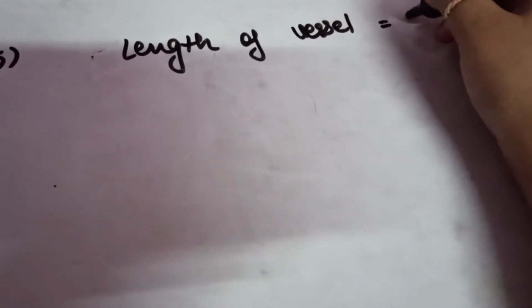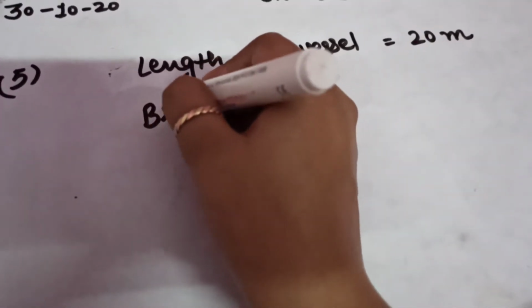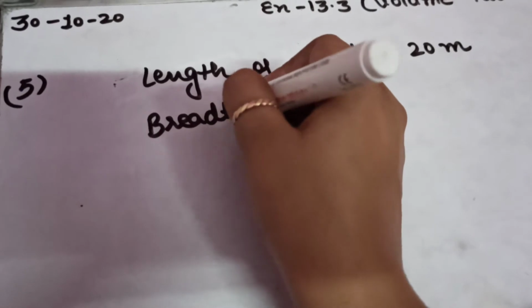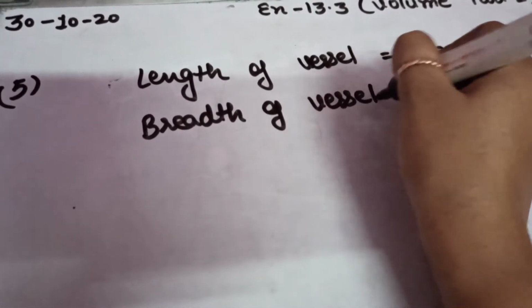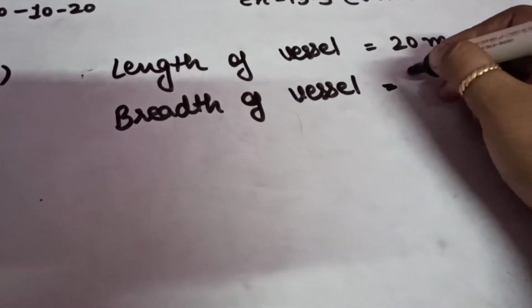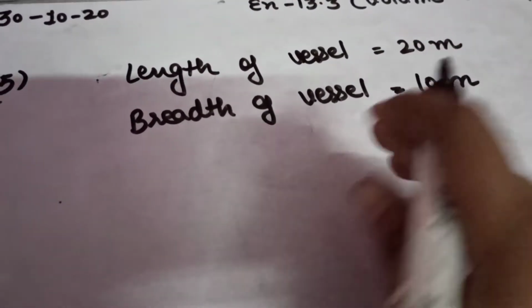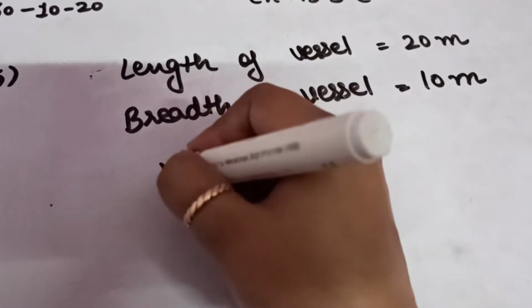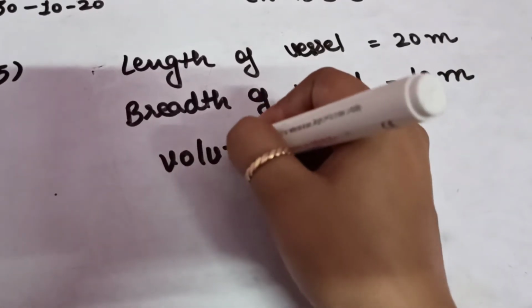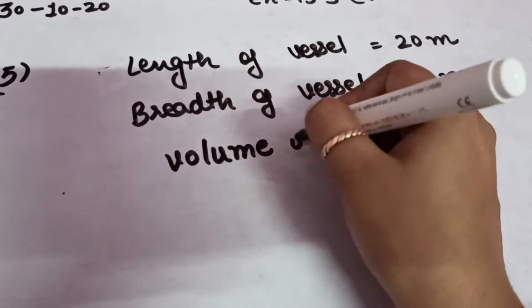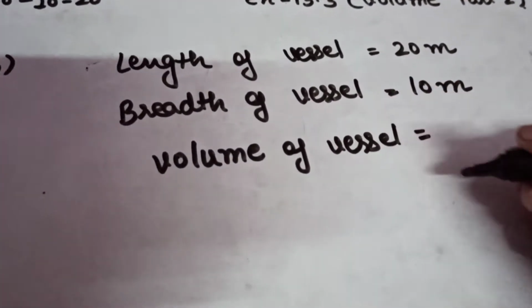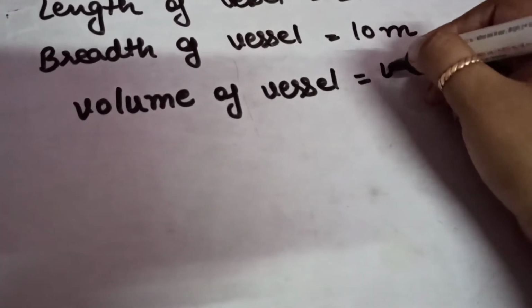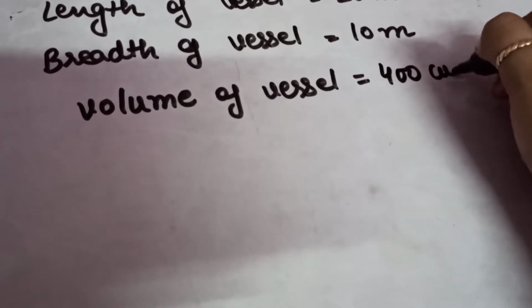How much? 20 meter. Breadth of vessel, 10 meter. Height we have to find. Now it is given that volume of the vessel. Volume of vessel how much? 400 cubic meter.